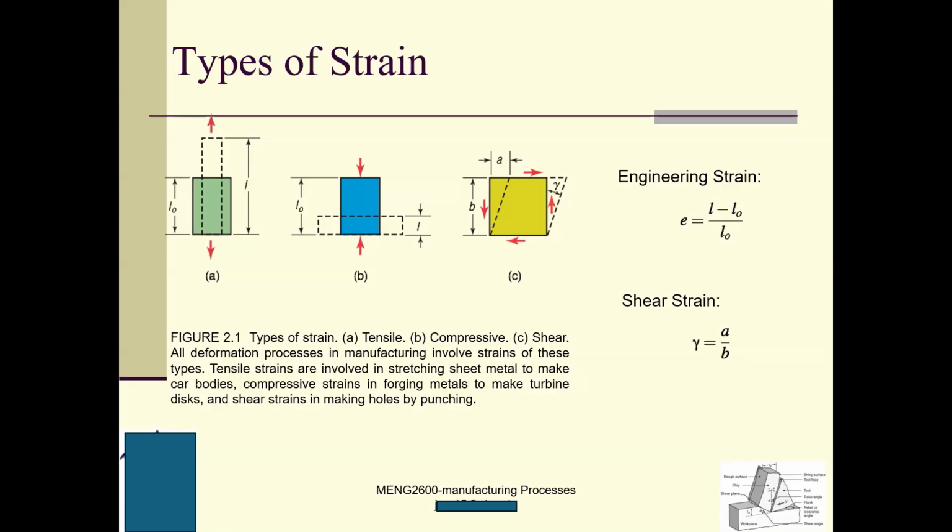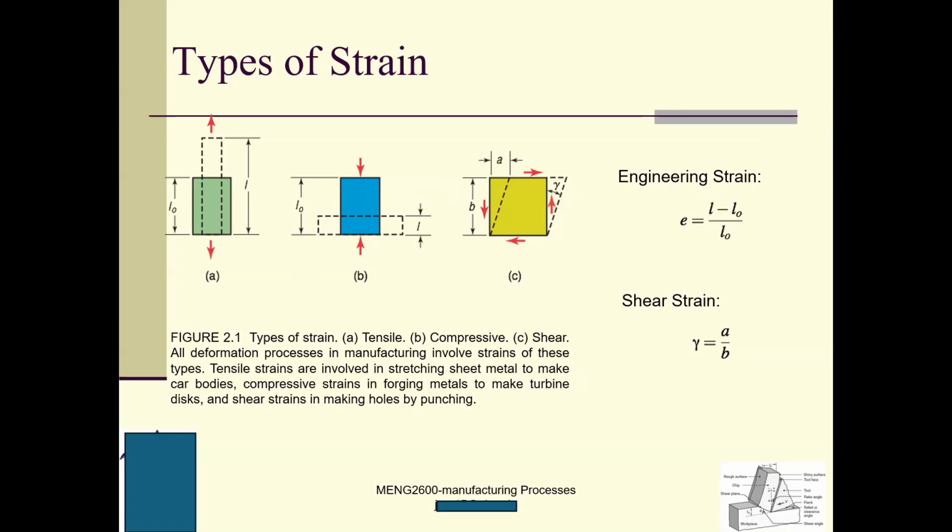Elongation is L minus L0, where L0 is the initial length of your specimen and L is the instantaneous length of your specimen, divided by this original length of the specimen. This is engineering strain. We also have shear strain, so look at here.